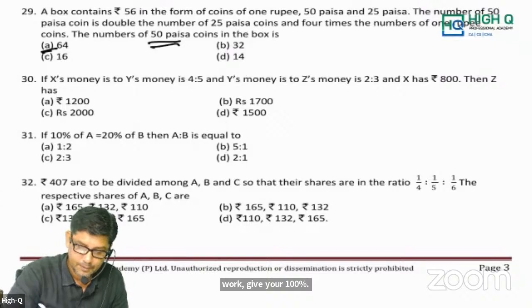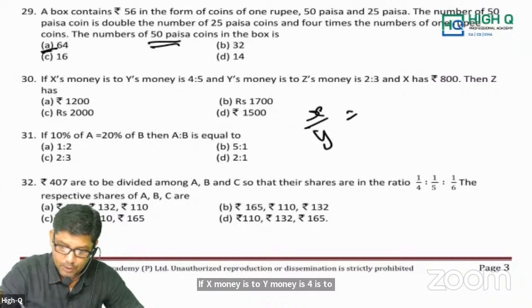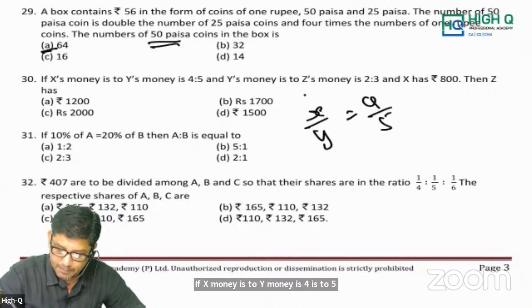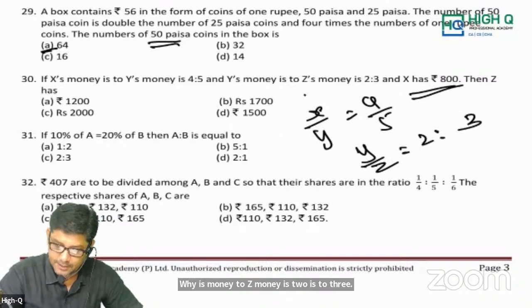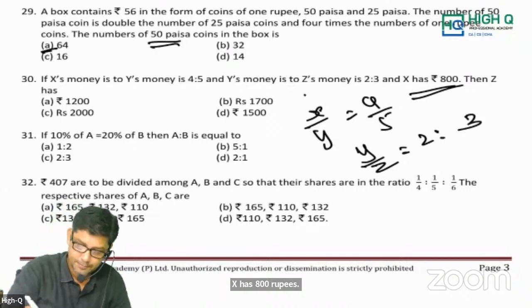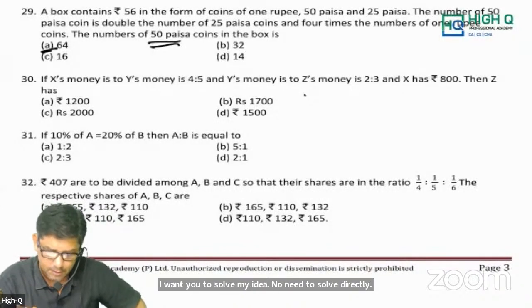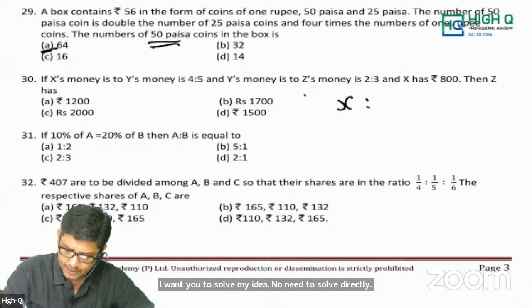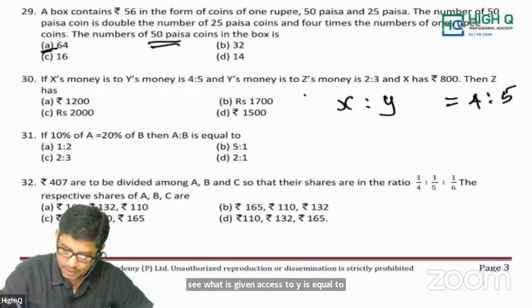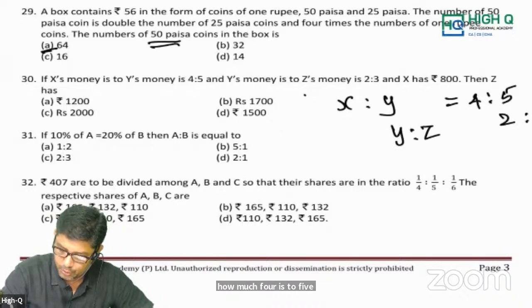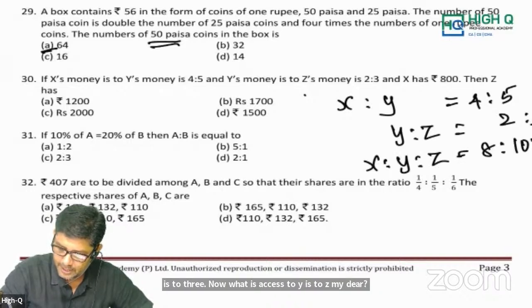Next one. If X money is to Y money is 4 is to 5, which is X by Y equal to 4 by 5. Y's money to Z's money is 2 is to 3. X has 800 rupees. Then Z has? Can you please tell me what it is? No need to solve directly. You can give me the answer. See what is given? X is to Y is 4 is to 5. Y is to Z is 2 is to 3. Now what is X is to Y is to Z, my dear? 8 is to 10 is to 15.